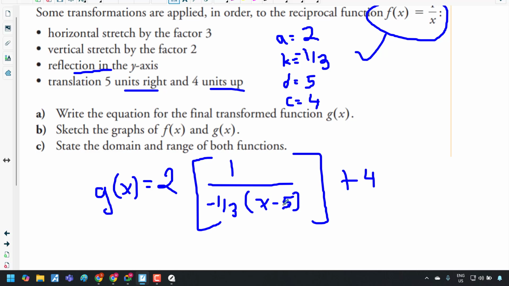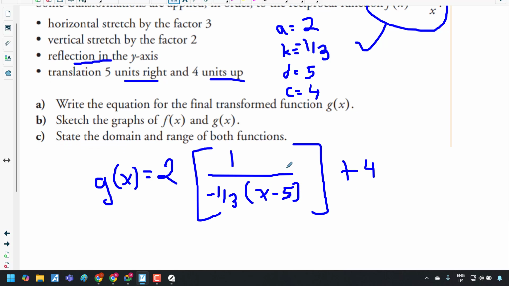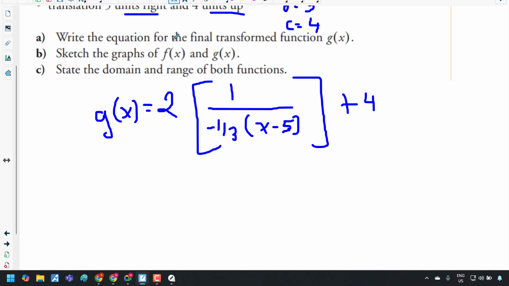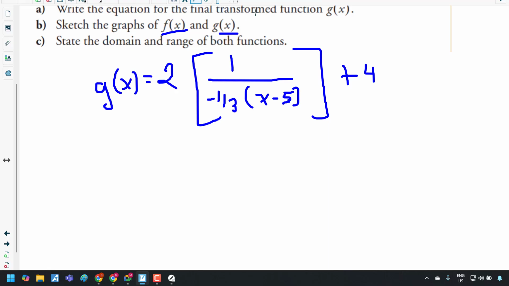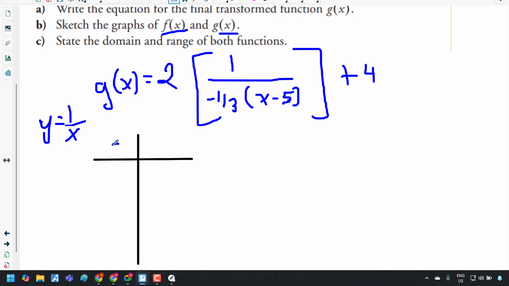Just remember when d is positive, it's actually negative in the equation. And now we are going to sketch both graphs of the parent function and the transform function. As I told you earlier, for parent functions, you need to memorize certain key points. Our parent function is y equals 1 over x, or f of x equals 1 over x. What are the key points for 1 over x?